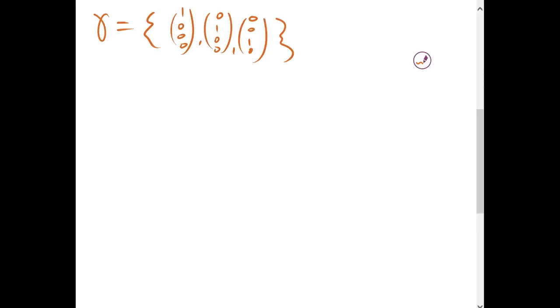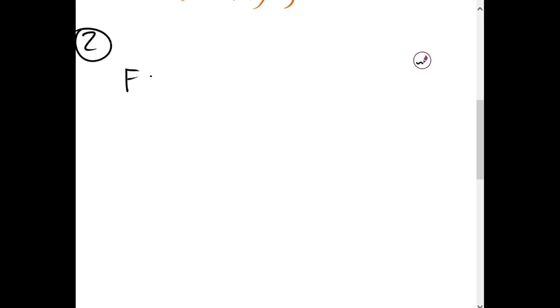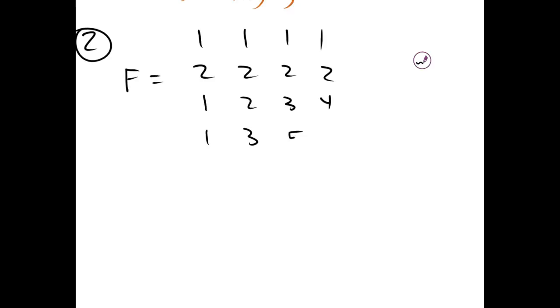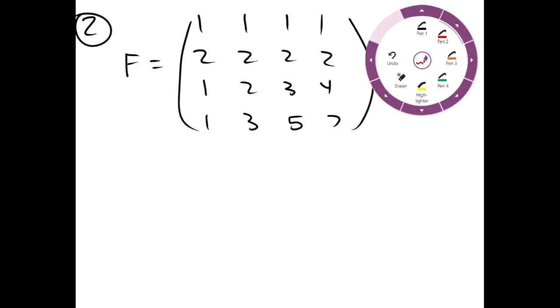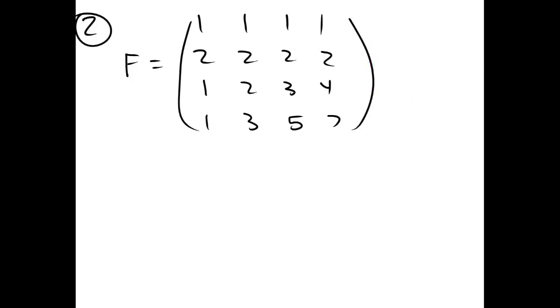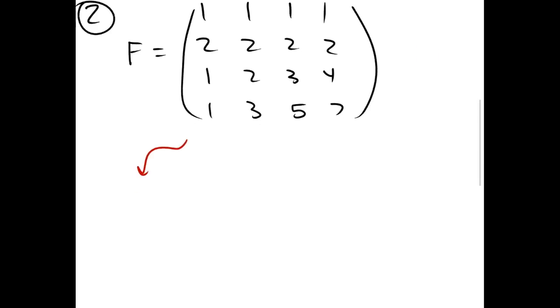Okay, so now moving on to our next example, we have a matrix F that equals 1, 1, 1, 1, 2, 2, 2, 2, 1, 2, 3, 4, and 1, 3, 5, 7. And we're asked to find the basis for a column space and the basis for the row space. So we'll start with the row space again. The way we can do this more formally is by putting this in reduced row echelon form.